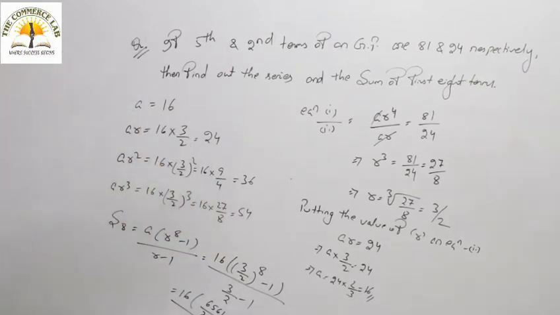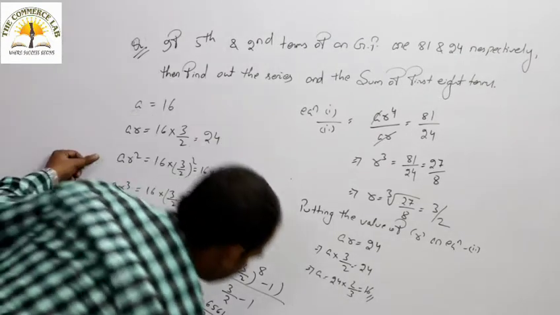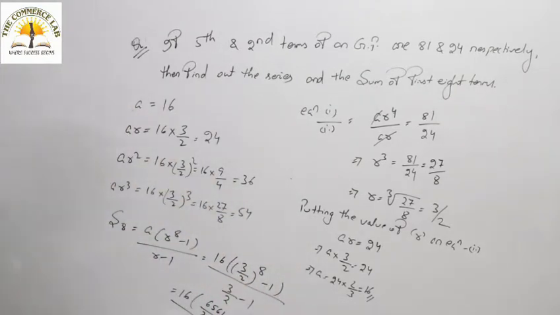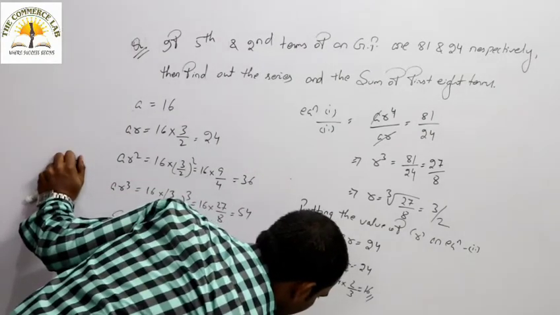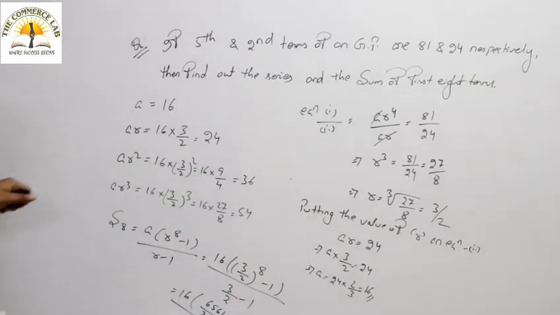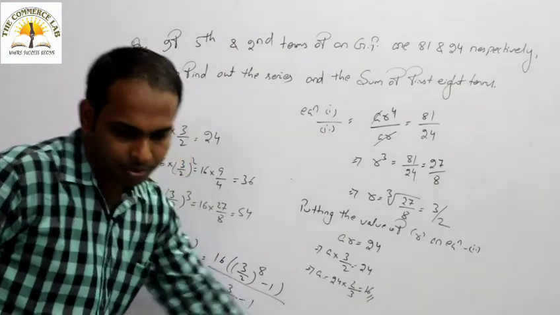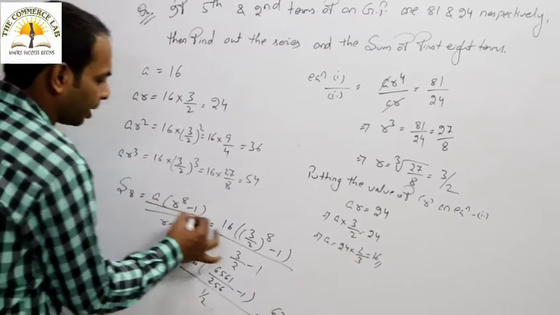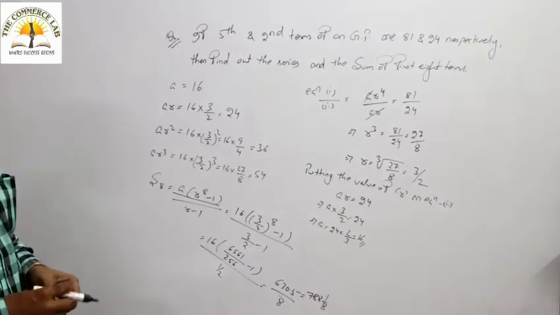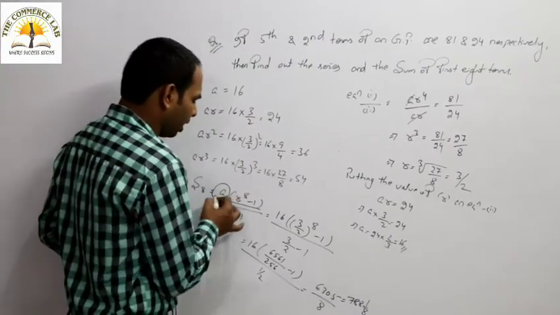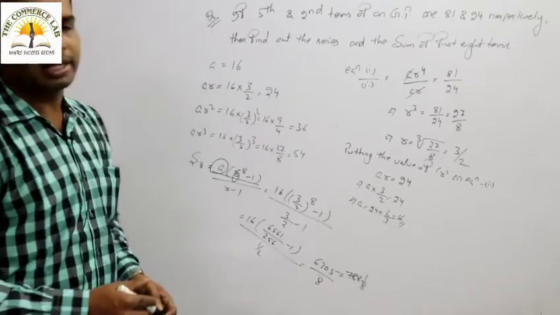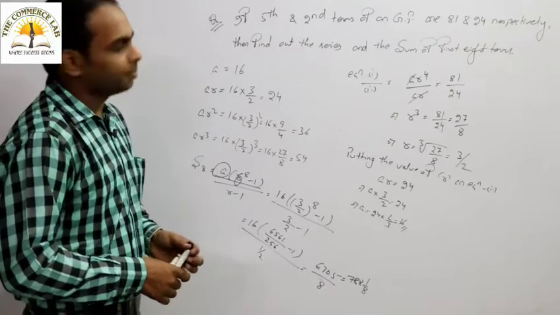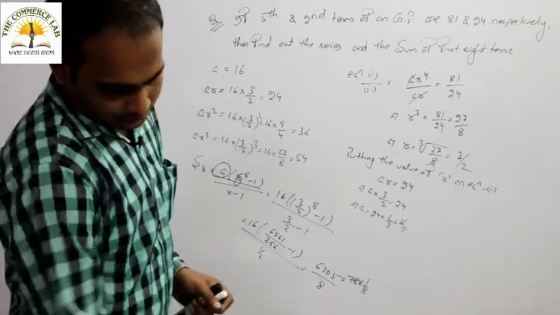By solving this we'll get the value 63 by 8, which is equal to 788 1 by 8. Then this is the sum of the first 8 terms. S equals A into R to the power 8 minus 1 divided by R minus 1. By putting the values of A and R and solving this, we'll get the value. Okay, so come to the next.